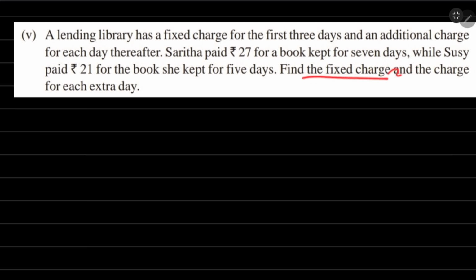So there are two things, right? Whenever somebody is borrowing a book, when they are returning it, they have to pay two charges. The lending library is charging a fixed fee for the first 3 days, and for every additional day you have to pay an additional charge. We don't know what that additional charge per extra day is. So there are two components to it.